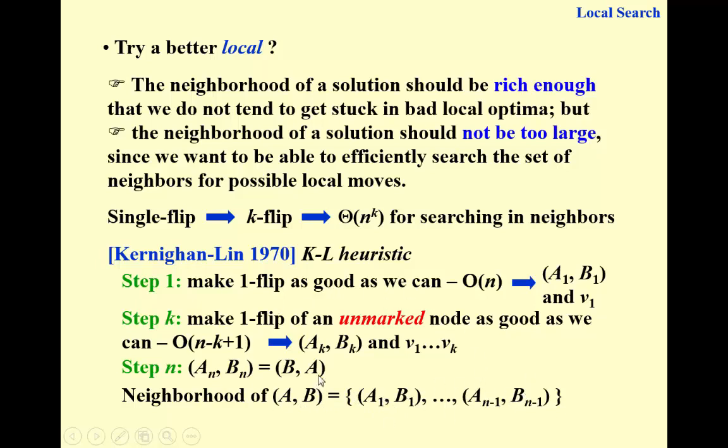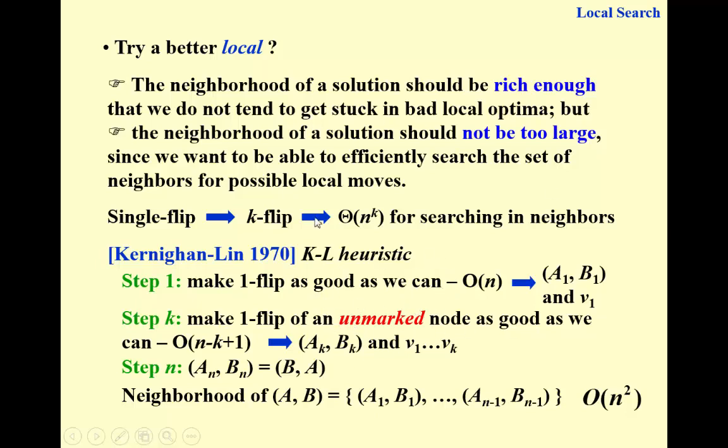So overall, it flips at most n times in total, and each flip takes big O of n time. So altogether, it's only big O of n squared, better than this n to the power k. And this method is actually quite powerful in practice. However, the analysis of its properties is still an open problem.